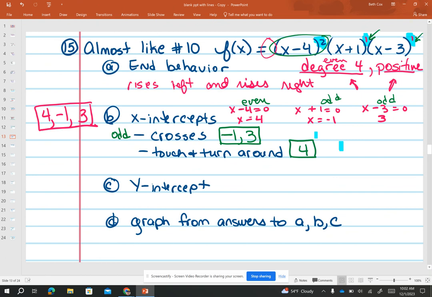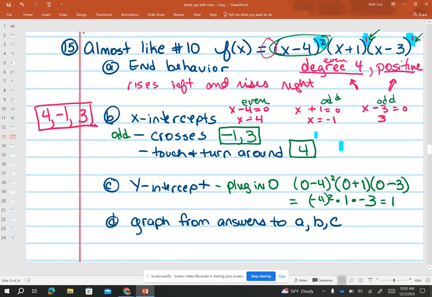All right, now this one is different than the previous one because of this third question, the y-intercept. We're going to do the exact same thing. We're going to plug in 0, but this time we don't get 0. We plug in 0 on 0 minus 4 squared, 0 plus 1 to the first, 0 minus 3 to the first. So that's negative 4 squared times 1 times negative 3. So this is going to be 16 times negative 3. That is negative 48.